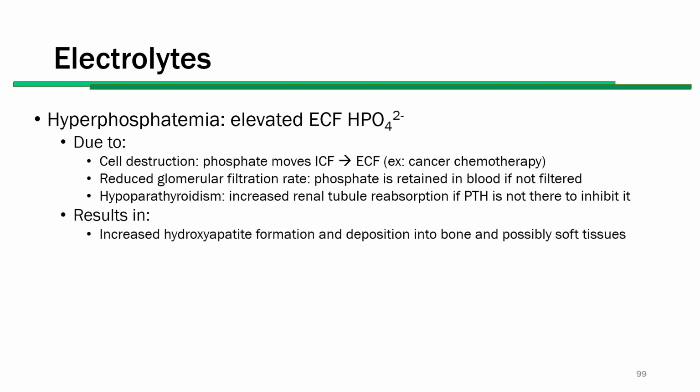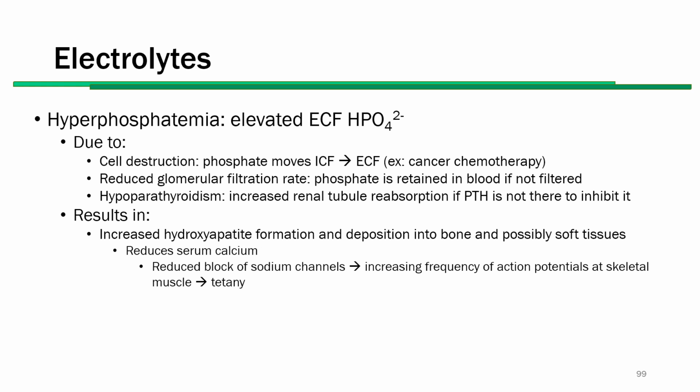This can result in increased hydroxyapatite formation because it can combine with the calcium and then be deposited not only into bone but also possibly soft tissues as well if there's too much hydroxyapatite. That's going to reduce the serum calcium because it's going to sop up. To make hydroxyapatite, you need both phosphate and calcium. So that's going to bind those together, and then you're not going to have the calcium either. So you're going to have all this bone formation, but it's going to decrease your calcium.